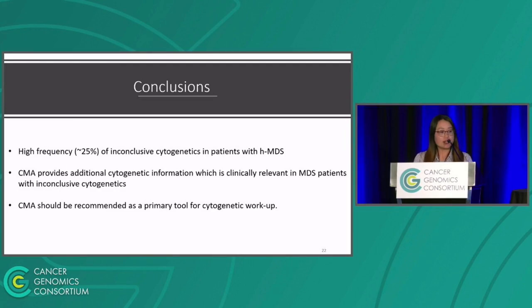In conclusion, there is a high prevalence, up to 25%, of inconclusive cytogenetics in patients with hypoplastic MDS in our study. The chromosome microarray provides additional cytogenetic information, which is clinically relevant in MDS patients, and therefore we recommend that CMA should be a primary tool for cytogenetic workup in patients with inconclusive cytogenetics.